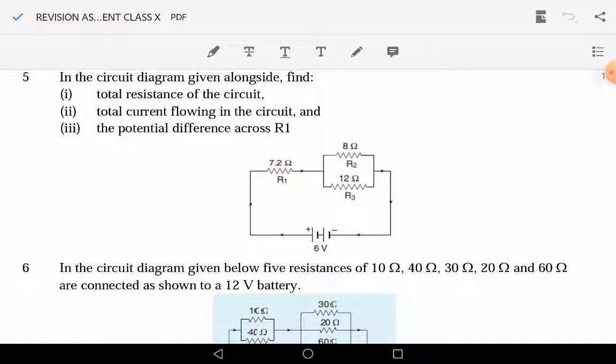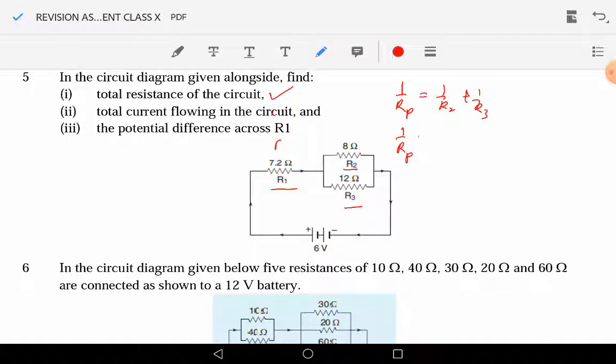Right, now moving to the next question, question number 5. In the circuit diagram given alongside, find the total resistance. Okay, now let us solve the first part, total resistance. Suppose this is R1, R2 and R3. We get to know that R2 and R3 are in parallel. So 1 upon Rp is equal to 1 upon R2 plus 1 upon R3. 1 upon Rp is equal to 1 upon 8 plus 1 upon 12, and taking the LCM, 24, 3 plus 2 is equal to 1 upon Rp.